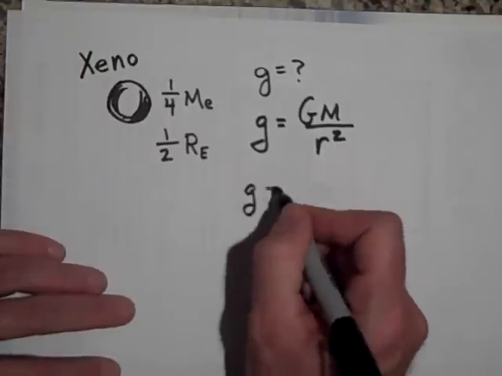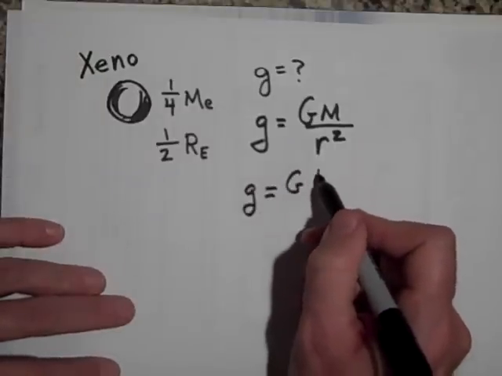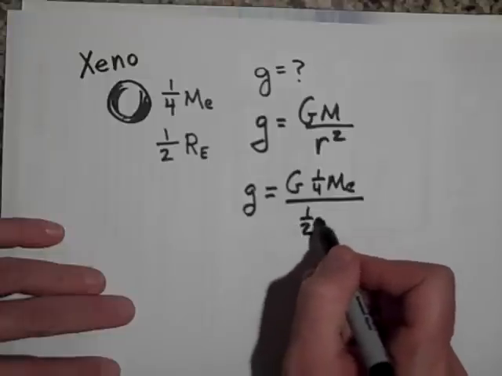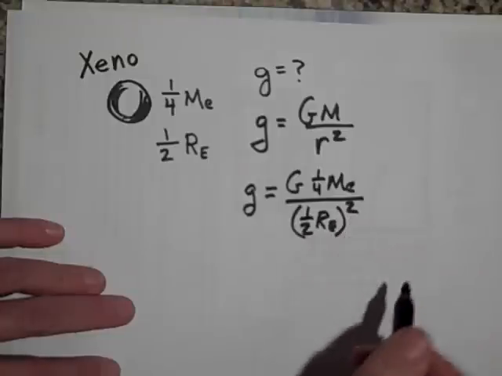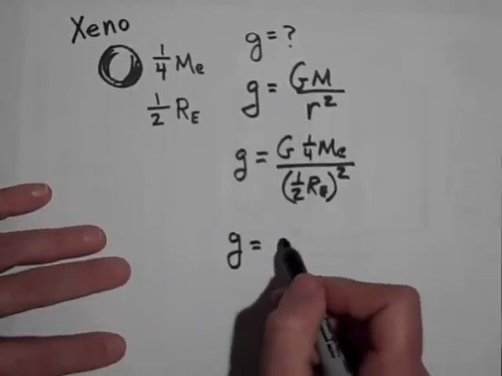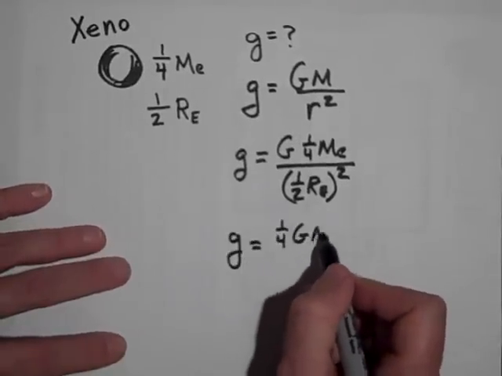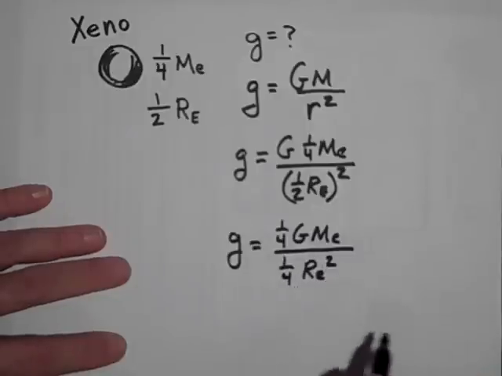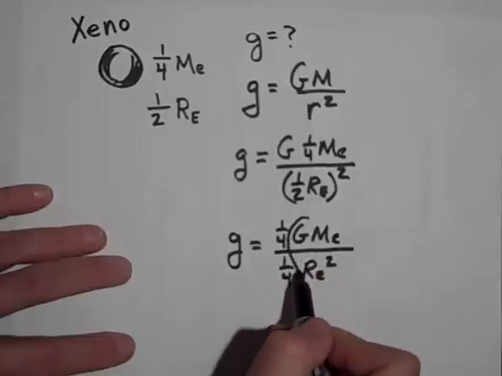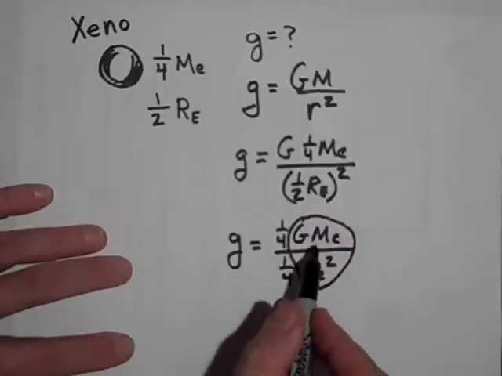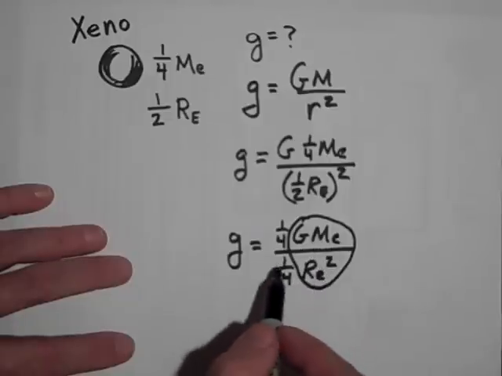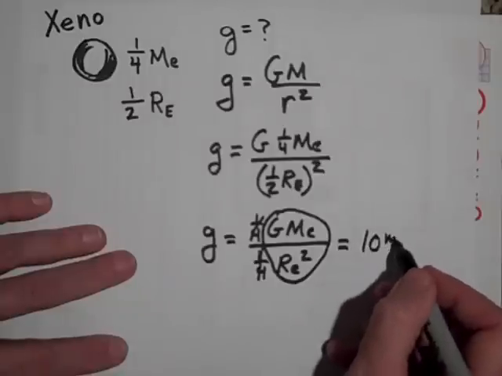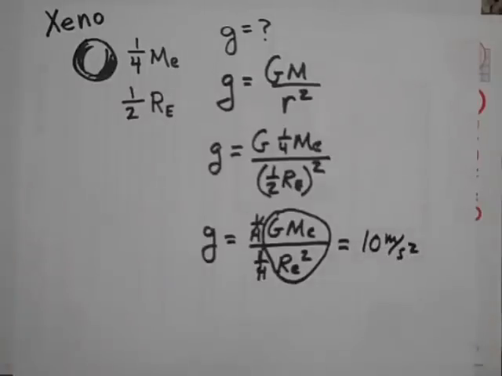Okay, now let's fill in the numbers. The g for Zeno is going to be capital G. It's going to have 1/4 the mass of the Earth. And it's going to have 1/2 the radius of the Earth, but that gets squared. So that is g is equal to, I'll bring that 1/4 out in front. And when you square that, you get 1/4 R_E squared. Well, do you see how this is the radius of the Earth? Or excuse me, this is the g for the Earth right there. G mass of the Earth over R_E squared. And these cancel out. So g for Zeno is 10 meters per second squared. Or really 9.8 meters per second squared.